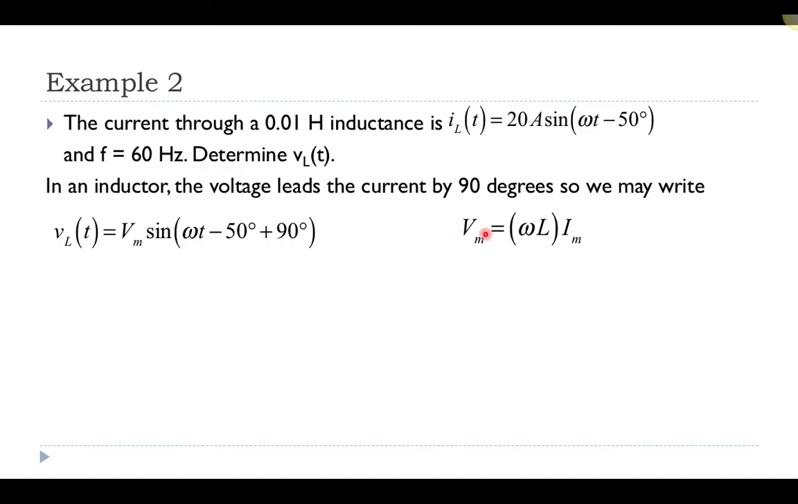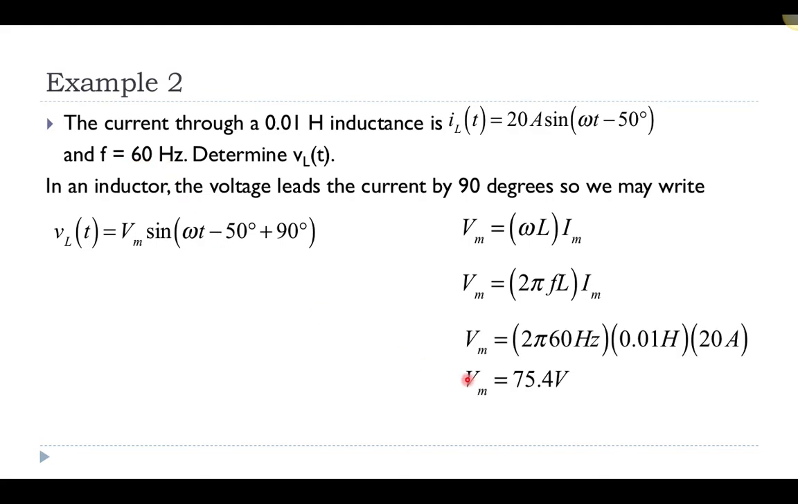We can figure out what the amplitude of the voltage is by taking the amplitude of the current and multiplying by the inductance times the angular frequency. This, in parentheses, is the reactance. I know that the angular frequency is just 2 pi times the regular frequency, and our regular frequency is 60 hertz. So I can plug my numbers in. 2 pi times 60 hertz times the inductance of 0.01 Henry times the amplitude of the current, which is 20 amps, and I get an amplitude of 75.4 volts.